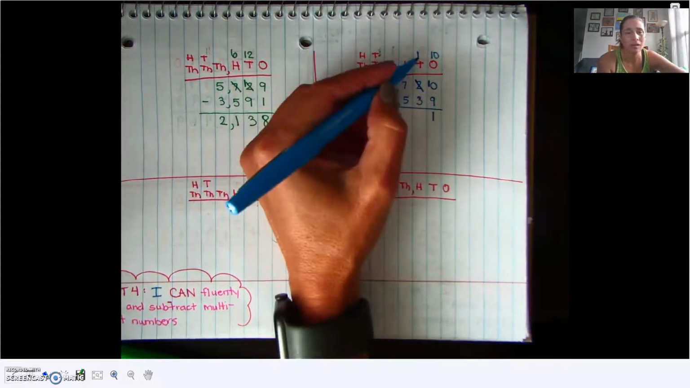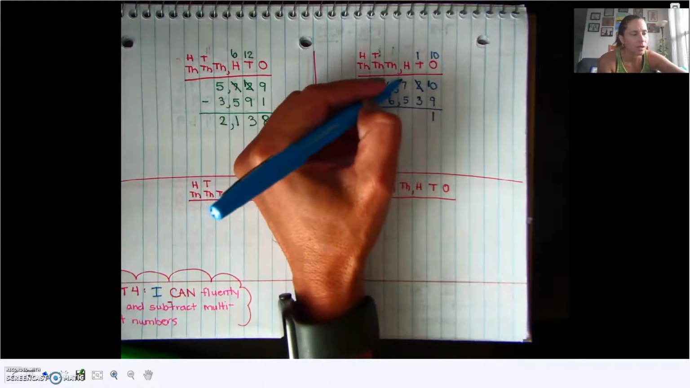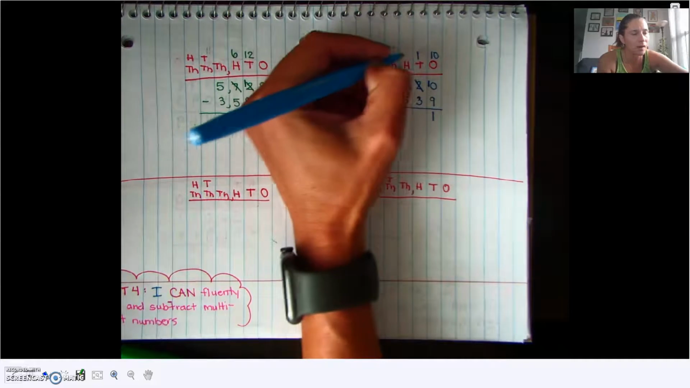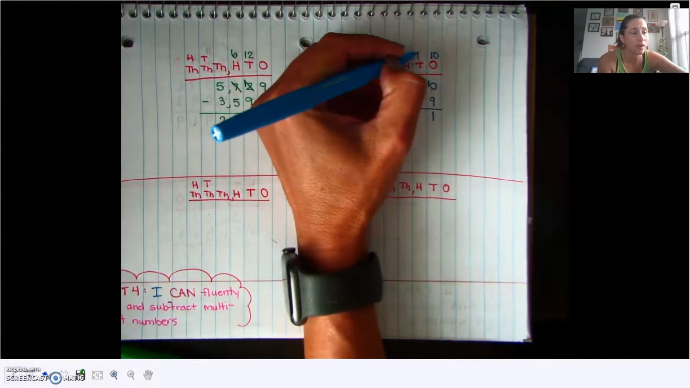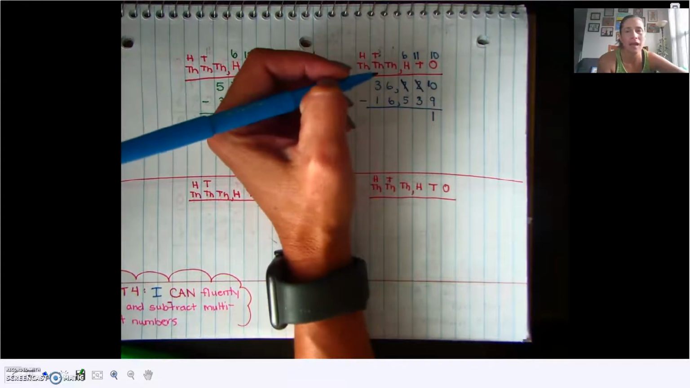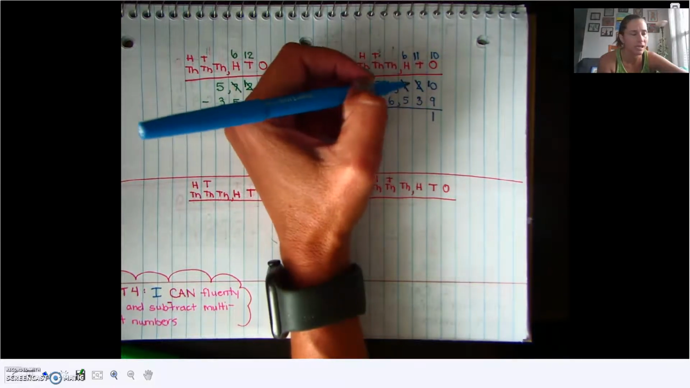Now I have 1. Can I take away 3? Nope. So then I got to borrow and regroup again. So I've got to take one of my hundreds. So now I only have 6 hundreds. And now I need to add my 1 over here. So now I have 11 tens. So now can I take 3 tens from 11 tens? Yes, I can.